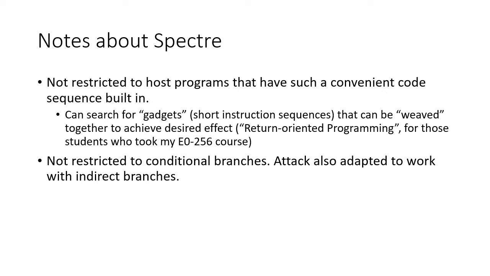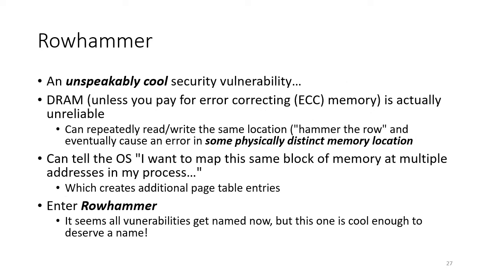Okay, any more questions on Spectre? Okay, so we're now going to move to our last vulnerability. This is called Rowhammer. It's a pretty cool vulnerability and has proven to be very resistant to fixing. Everything people do, somebody comes up and finds a way around it.